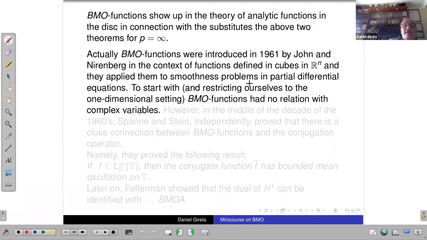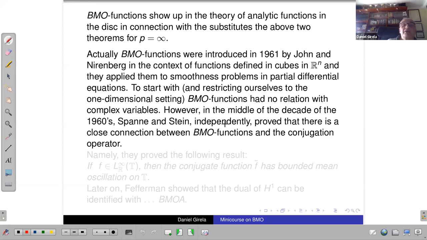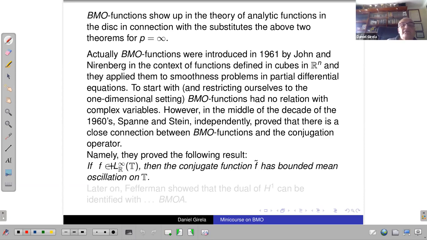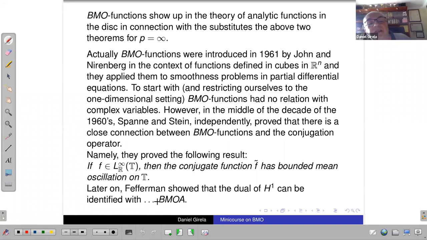However, in the middle of the 1960s, Spanne and Stein independently proved that there is a close connection between BMO functions and the conjugation operator. Working in one dimension, I will define this properly in a minute. If we have a function in L infinity of the circle, then the conjugate function F tilde is going to have bounded mean oscillation. And regarding the duality of HP, some time later, Fefferman showed that the dual of H1 can be identified with what we are going to call BMOA, analytic BMO. We are going to try to see these two things in some detail, but just to start, I just mention these two results, which are the basis of the connection of BMO functions and analytic function spaces.